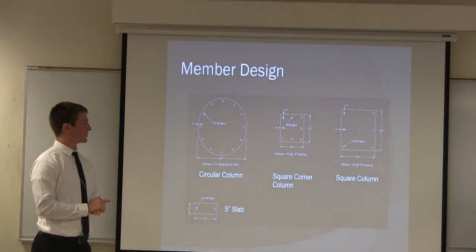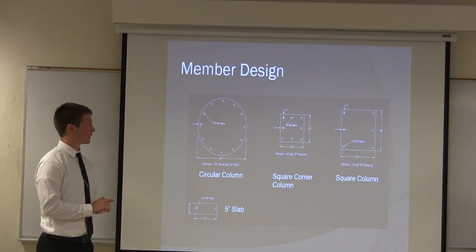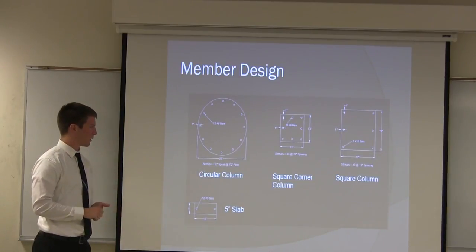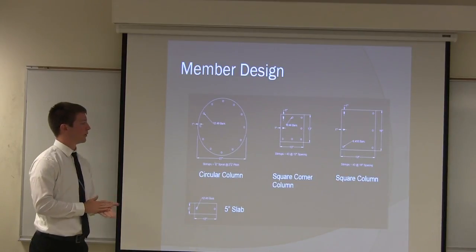Right here we have our designs. We have our 27-inch circular column with spiral reinforcement. We used 1/8-inch spiral with 2 1/4-inch pitch. We had reinforcement by 12 number 9 bars.